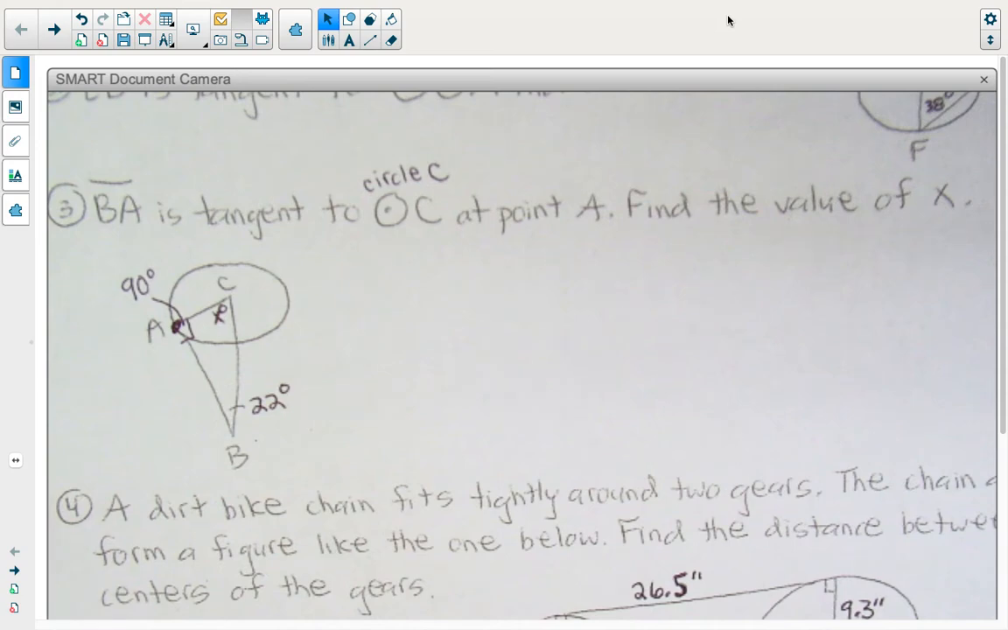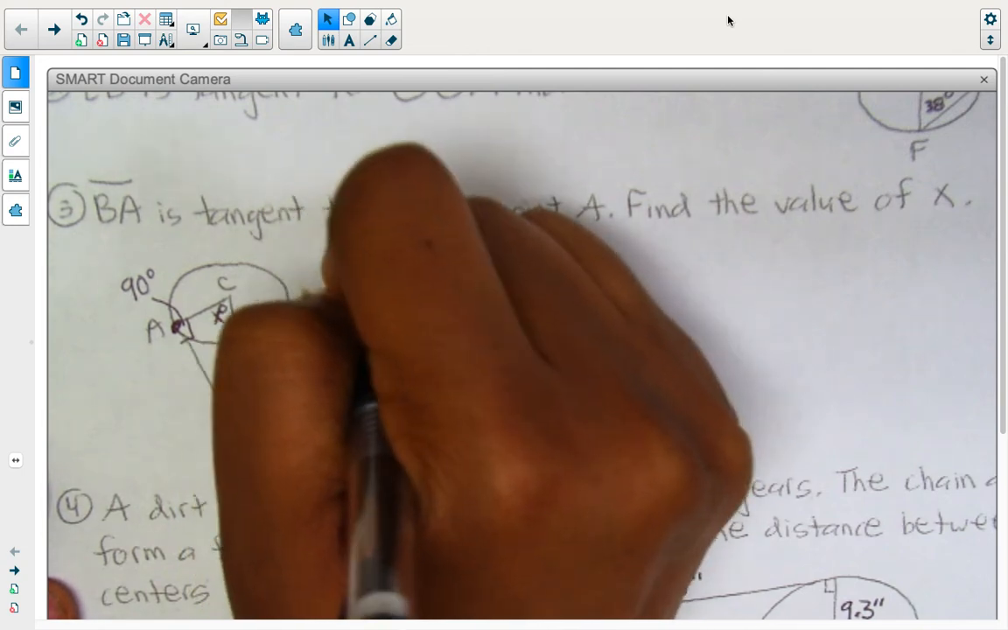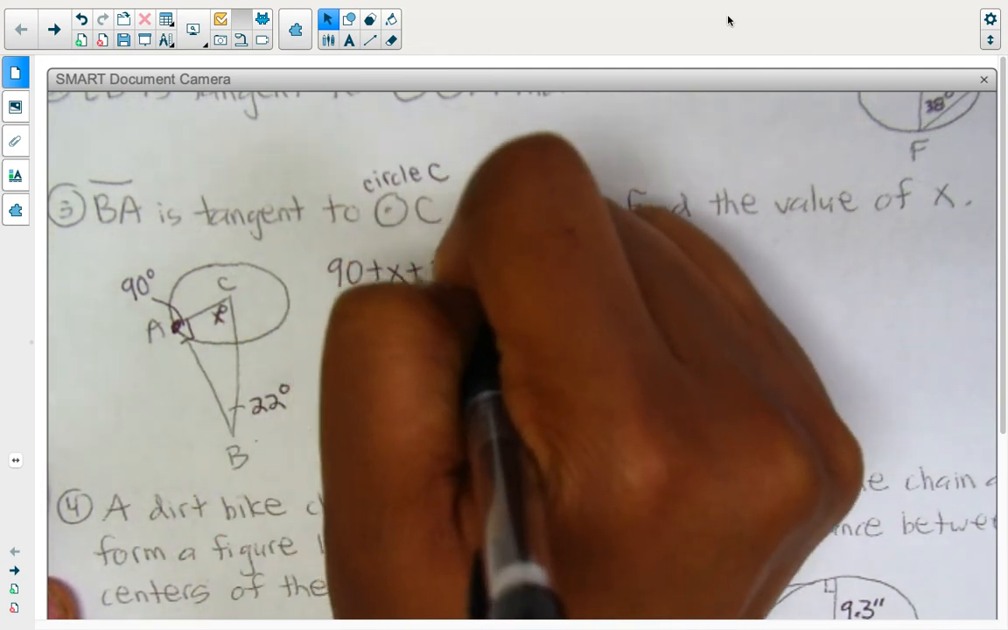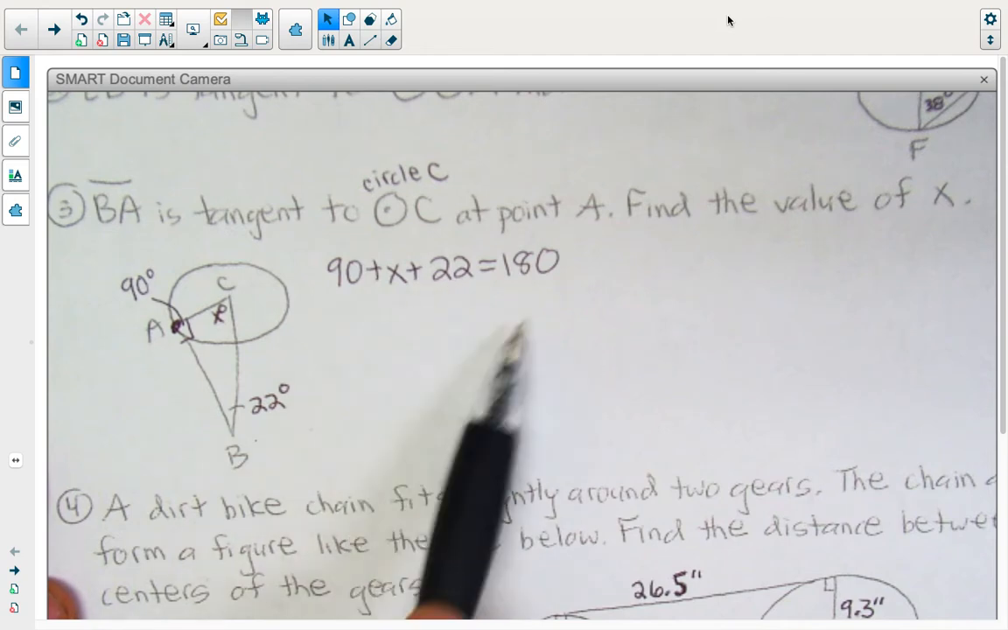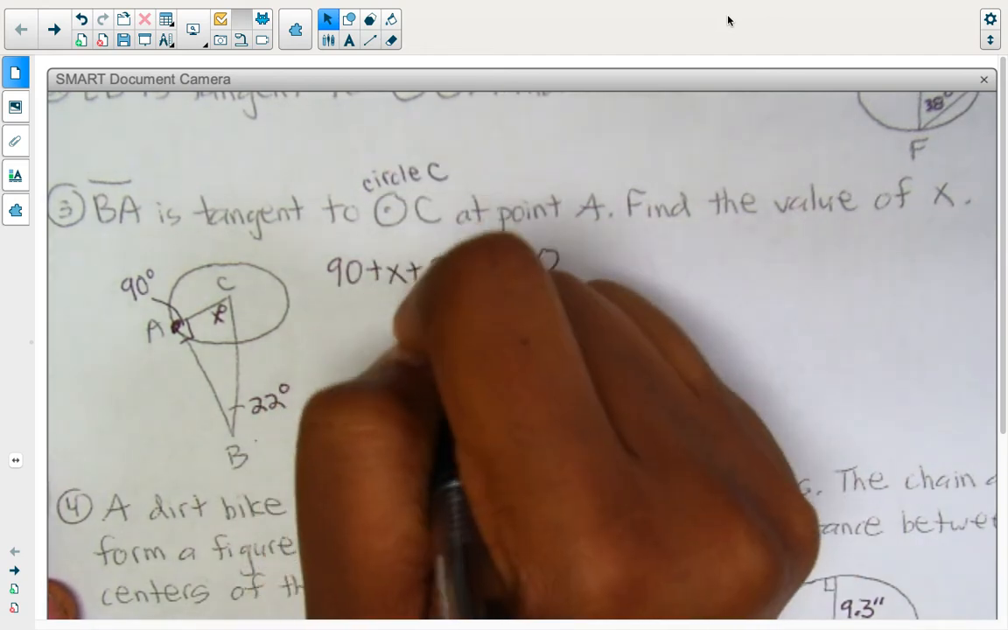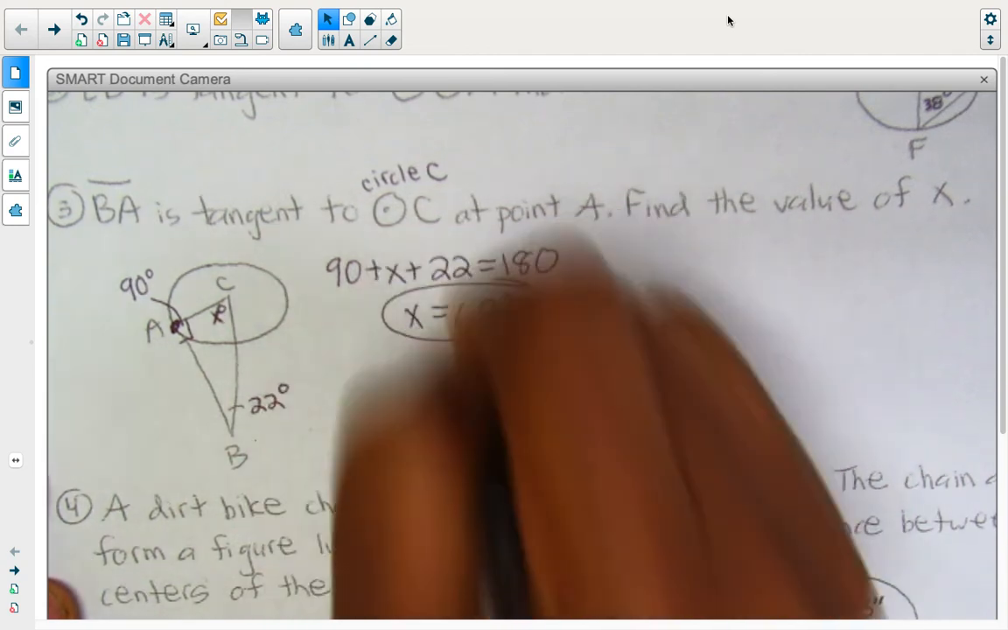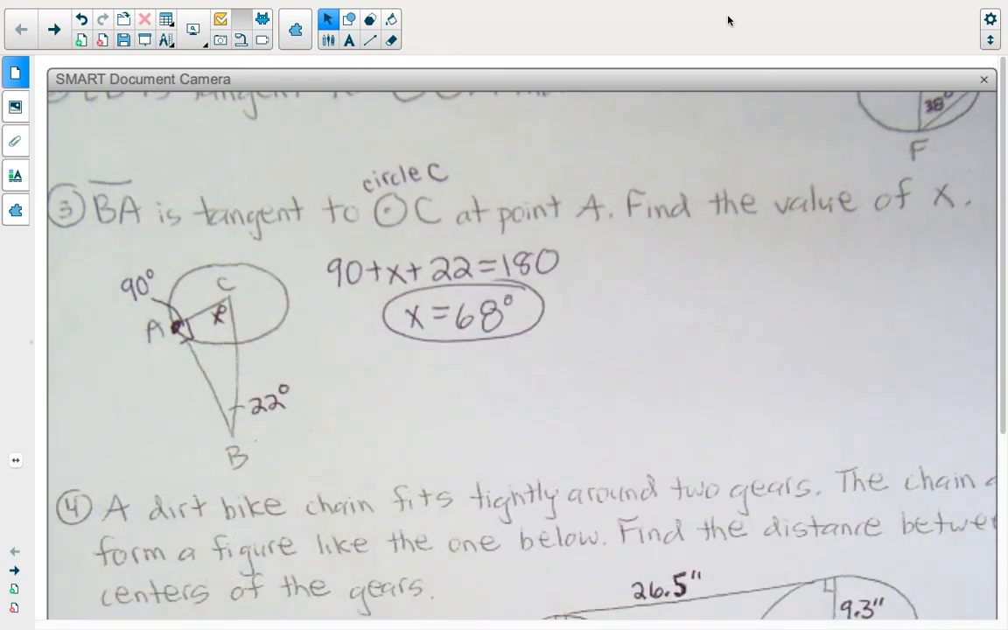So figure out what shape we're working with. It looks like a triangle here, triangle ACB. So we can do 90 plus X plus 22, and set that equal to 180 degrees, because that's how many degrees are in a triangle. 90 plus 22, subtract that number from 180. You should get 68 degrees. So points of tangency make a 90-degree angle from our radius to the point that it intersects at. Wherever that intersection happens from that point to a radius in the circle, it's going to be 90 degrees.